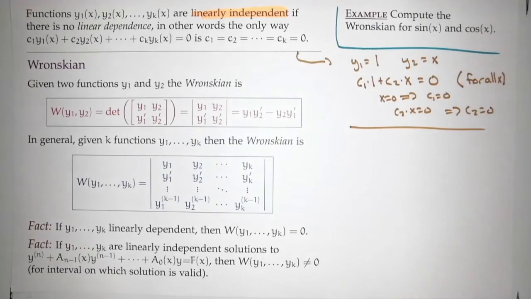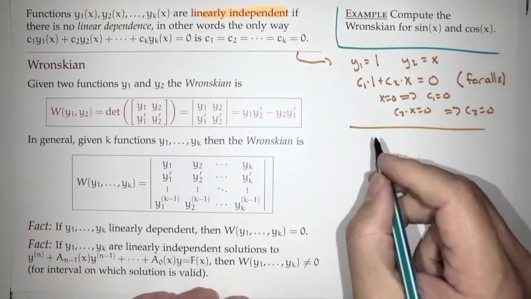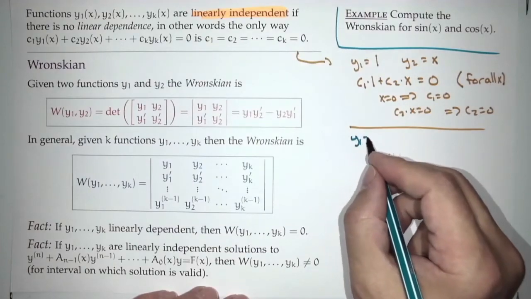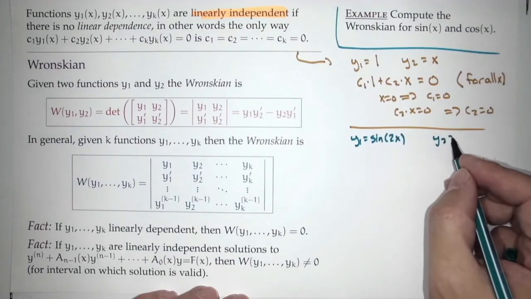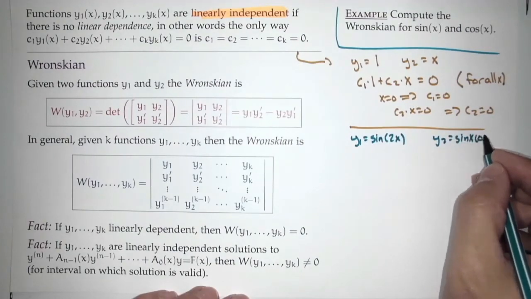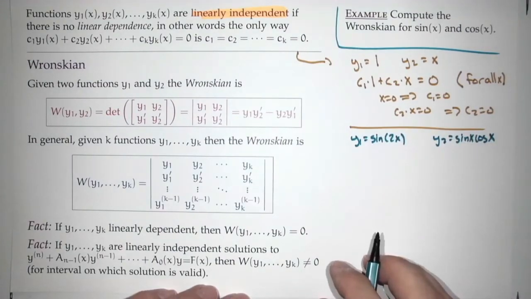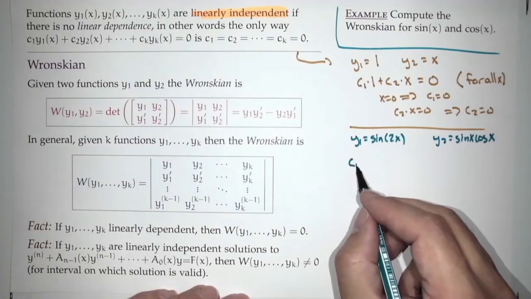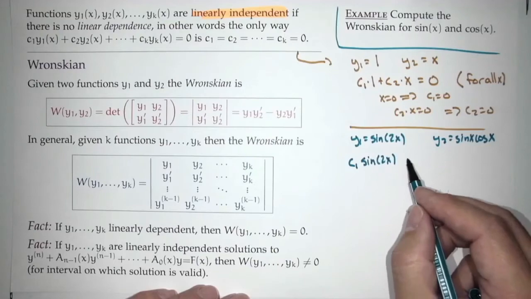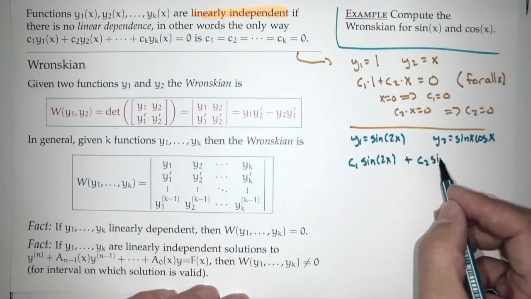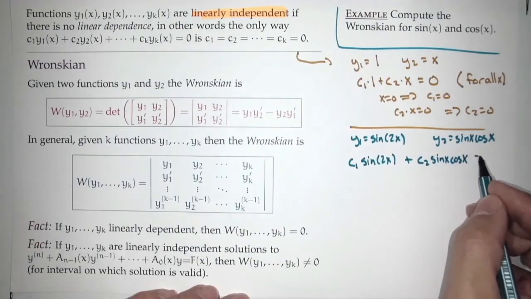Now let's do a different example. Suppose I give you the following two functions: y1 equals sine of 2x, y2 equals sine x cosine x. So, is there some way I can have some constant times sine of 2x plus some other constant times sine x cosine x and get 0 out?